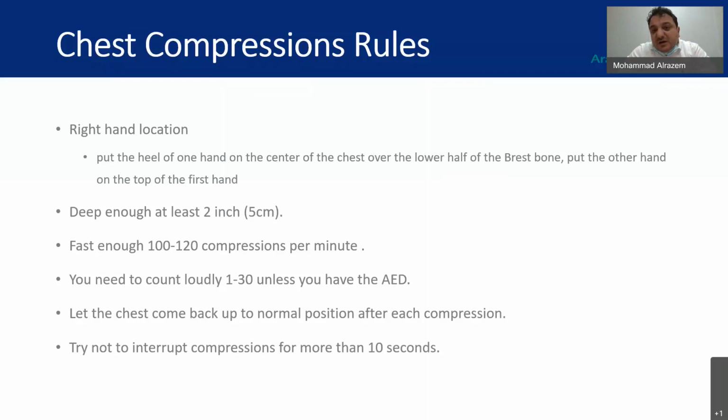So when you start CPR, you need to use all your body weight to do the CPR, because you need to be deep enough, at least 5 centimeters or 2 inches. At least means go harder. Your rate, down and up, down and up, should be 100 to 120 compressions per minute. That means if you are perfect, every second you will do 2 chest compressions. Once you do the chest compression, you need to count loudly, because we need to rely on this count. 1, 2, 3, 4 until you finish 30.